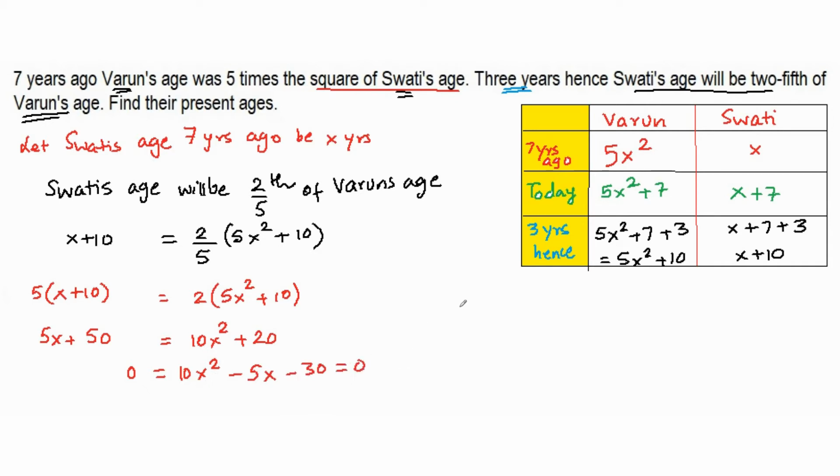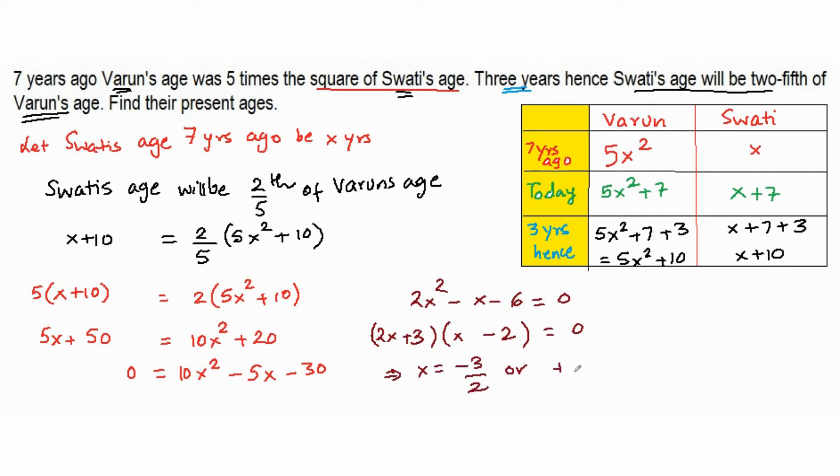And therefore dividing everything by 5, everything is divisible by 5. Sorry, I shouldn't have written the equal to 0 again. So dividing everything by 5, therefore I get 2x square minus x minus 6 is equal to 0. So this is the quadratic equation that I should be solving. And therefore if I factorize this particular quadratic equation, I will get 2x and x and negative 2 and a positive 3 is equal to 0. So this implies x is either negative 3 by 2 or x is equal to positive 2.